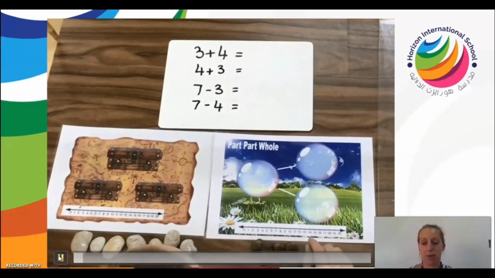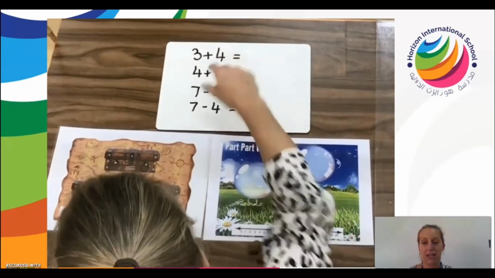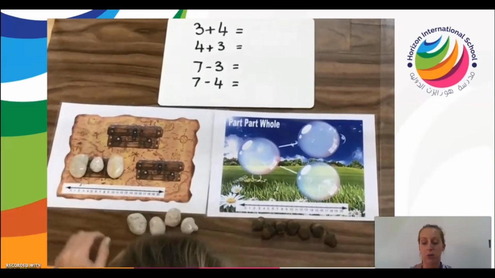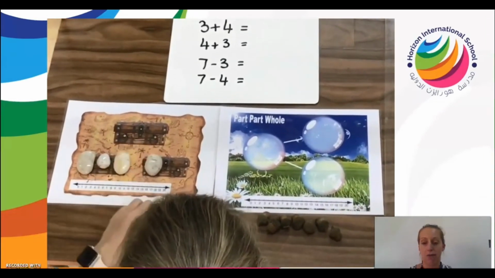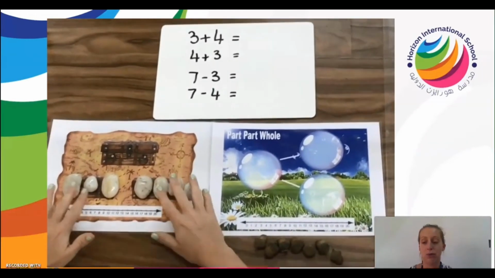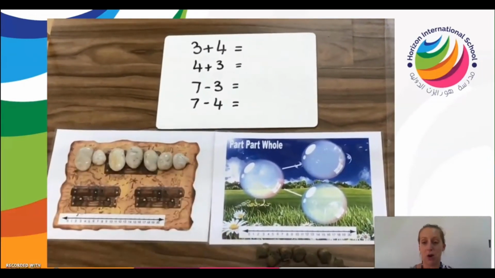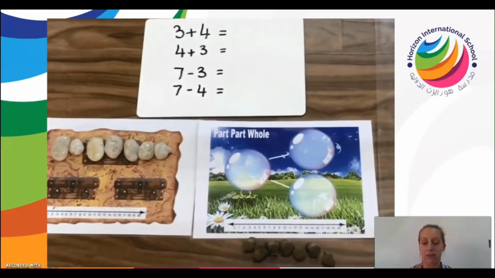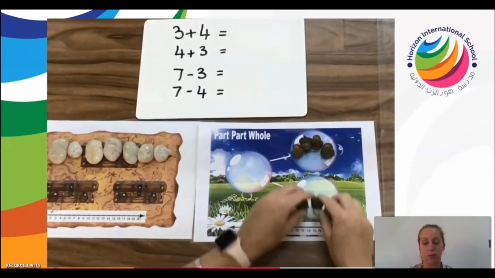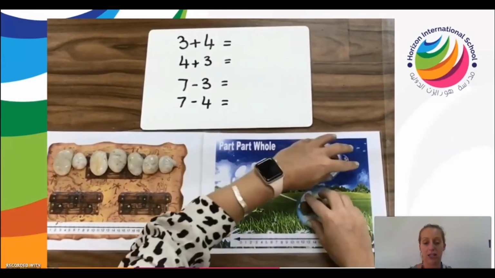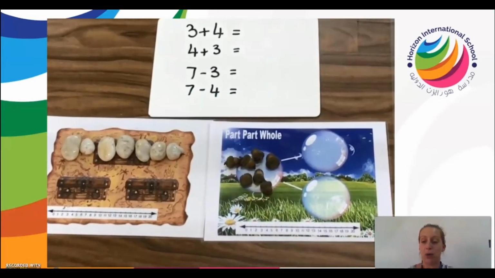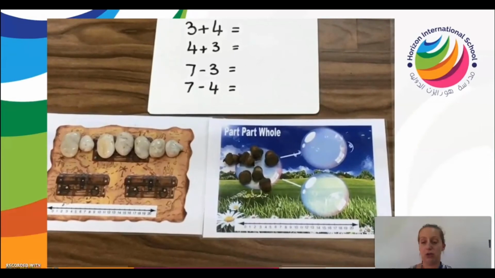Here we can see the part-part-whole method. I've got two mats here. First, we're going to look at 3 plus 4. Put 3 objects on one side, that's one part, and 4 objects on the other side, that's the other part. We then move the objects together to make the whole number, which is 7. We can also do it the other way round, so 4 objects plus 3 objects, move them together to make the whole, which is 7. We can also use part-part-whole for subtraction.